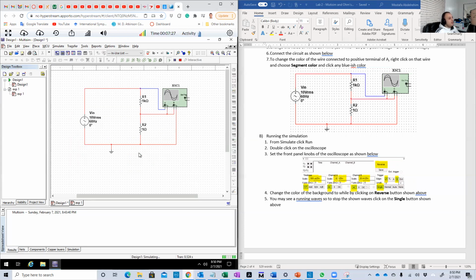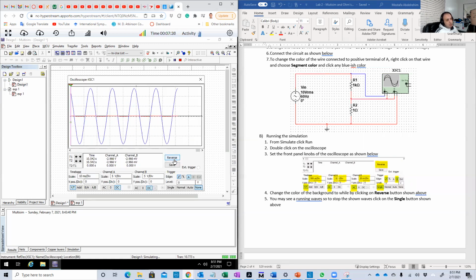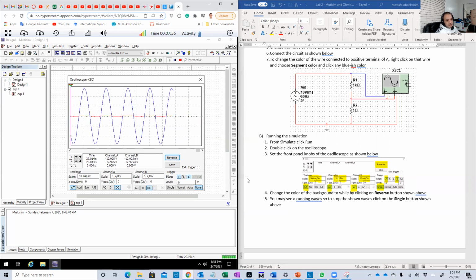And let's run again. Double click here and see, guys. Now the background color is bad, so let's reverse from here to white. This button here reverses between white and black. Now one of the signals is blue, which is channel A. The other is red, and you see the other one is very small. So to make it clear and visible to us, let's change its scale.